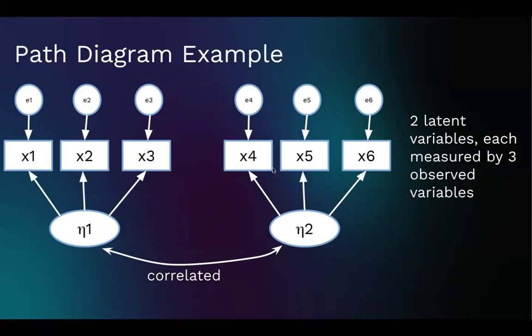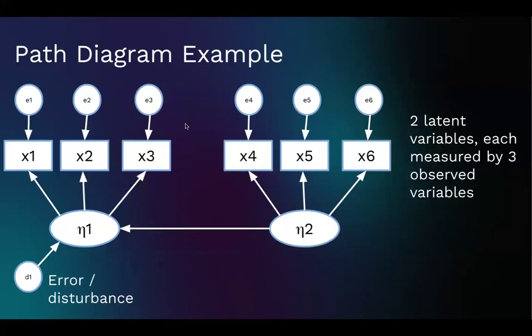And then we can think about a graph like this, where we now introduce this theoretical statement about the direction of the relationship between these two latent variables. So there's no longer this correlation between them. One of them is causing the other. So you can say that eta 2 is a cause of eta 1. And so because of this, eta 1 is endogenous and eta 2 is exogenous.